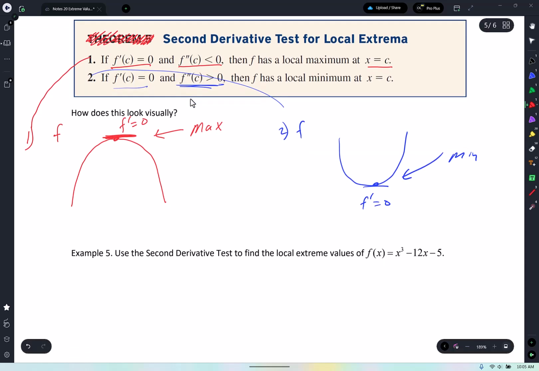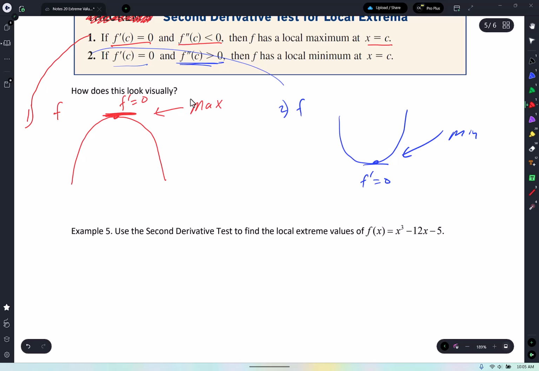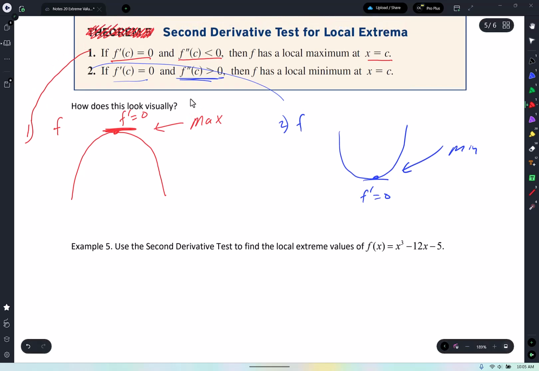So example 5, it says use the second derivative test to find the local extrema. Now there are 2 things I've got to do first. I've got to first find where the derivative is 0. There's another way to find max. What was the other way? Wherever the derivative changed from positive to negative, that was a max. And wherever the derivative changed from negative to positive, that was a min.